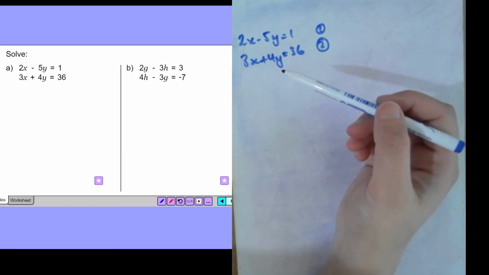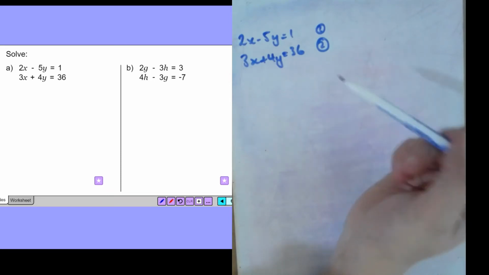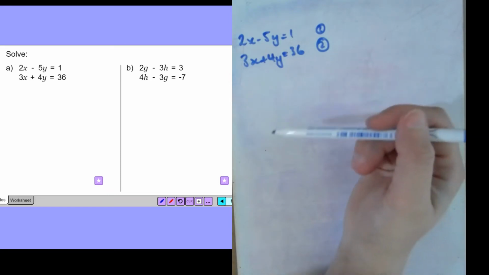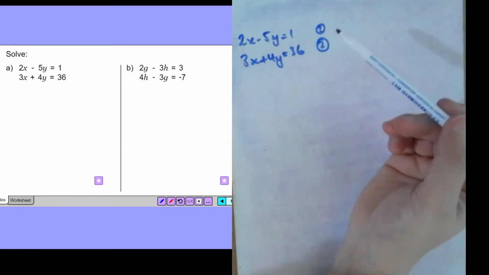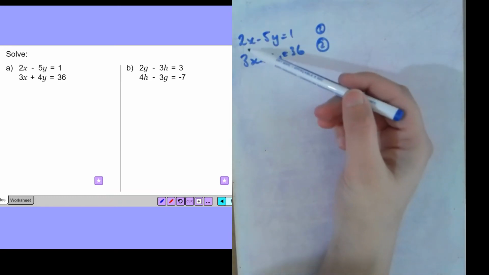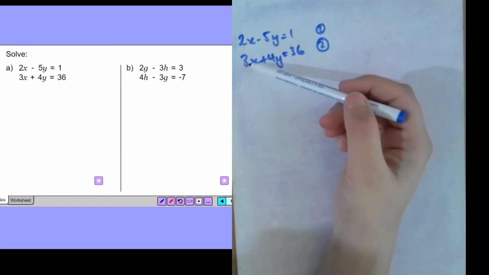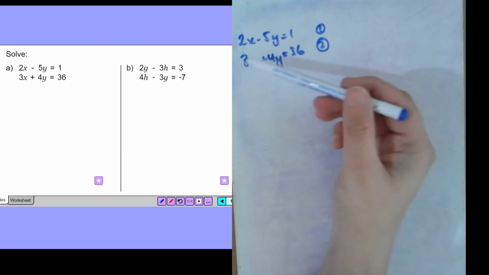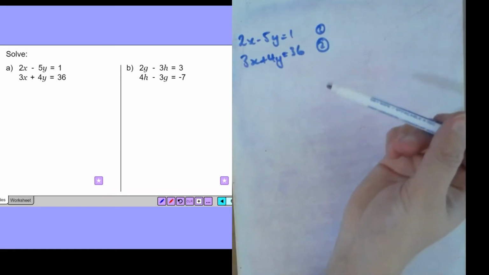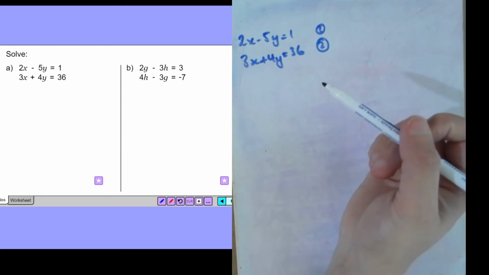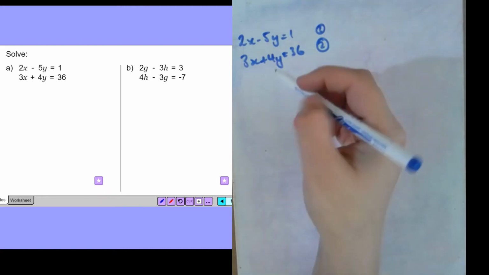I am just going to choose to do x, okay? The reason why I'm choosing x in this case is because it's easier to times that by 3 and times that by 2 than having to times everything by 4 and everything by 5. Because I like to try and work in as small a number as possible, because I can.